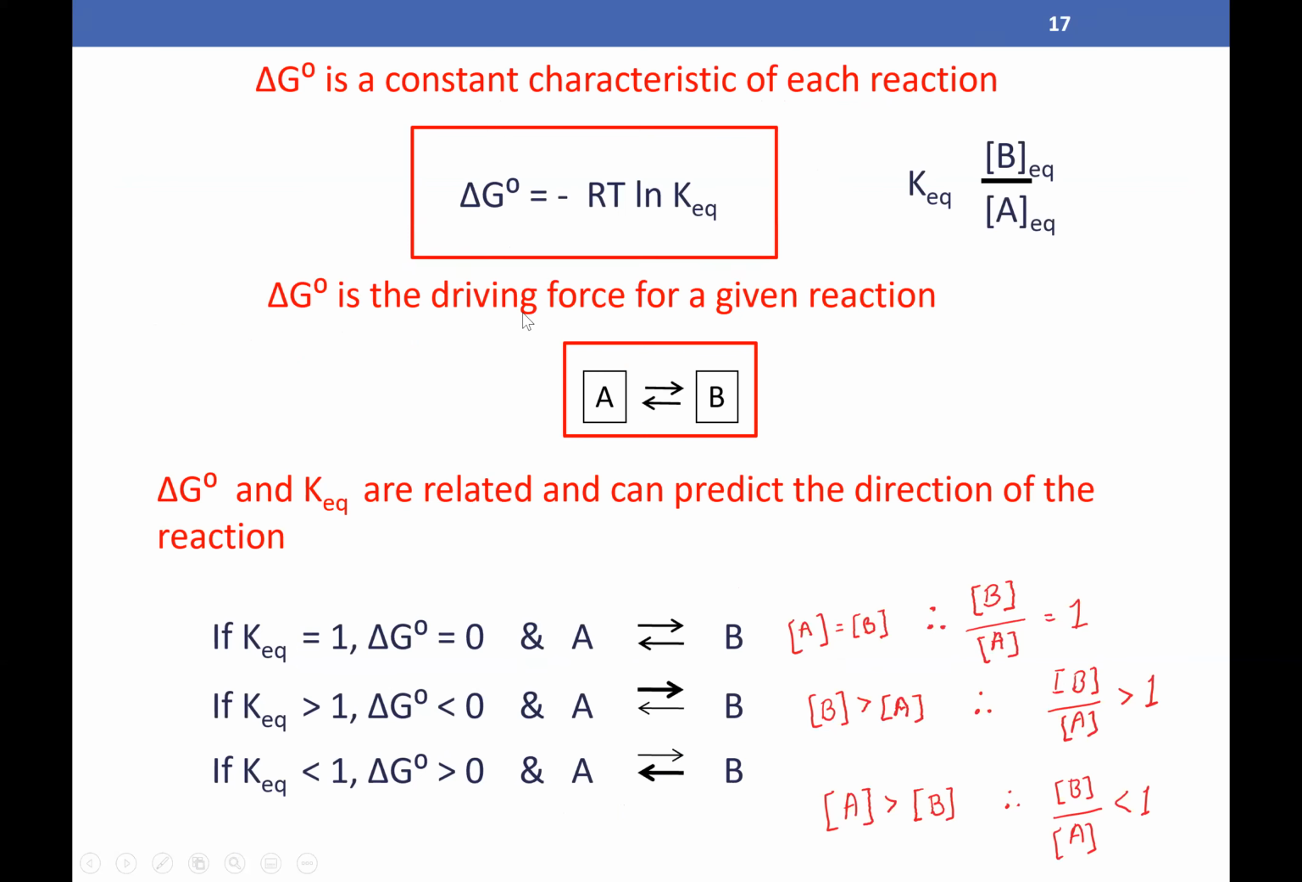All right, so we're going to talk about the relationship between the standard delta G and the equilibrium constant. And just to recap, equilibrium constant is equal to concentration of the products divided by concentration of reactant. And our reaction was A becoming B.